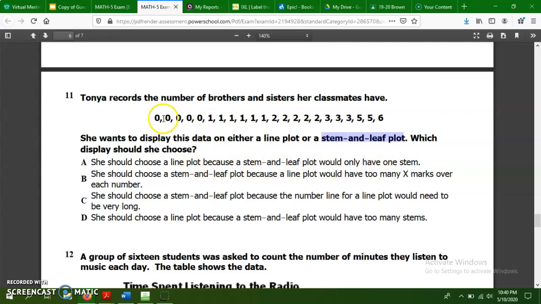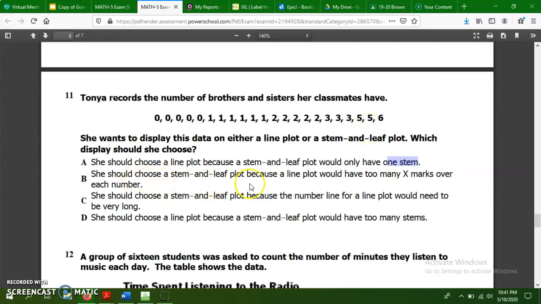Well, look at your data. All of these numbers are single digit, which means all of these would be in the same stem. So A is a very good sounding choice at this point, because a stem and leaf plot would only have one stem. There are no numbers in the 20s or the 30s that we could add to this.